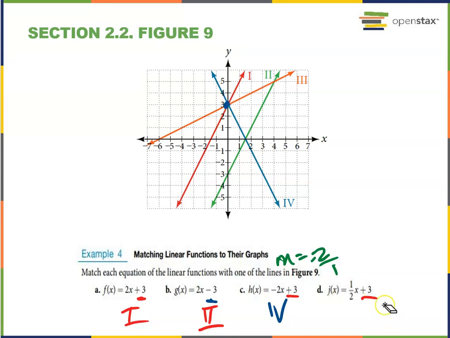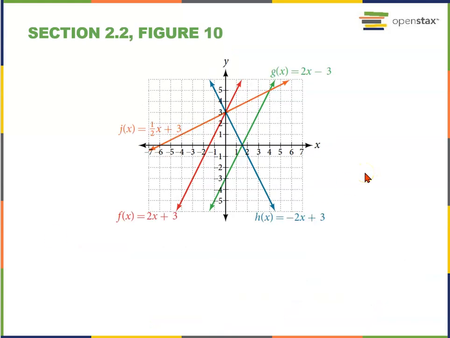And lastly, 1/2 x plus 3. m is 1/2, so rise over run is 1 over 2. So here we go up 1 and 2 to the right. So this orange line here is this line, number 3. And we'll see that here. So these are all those equations of those 4 lines.